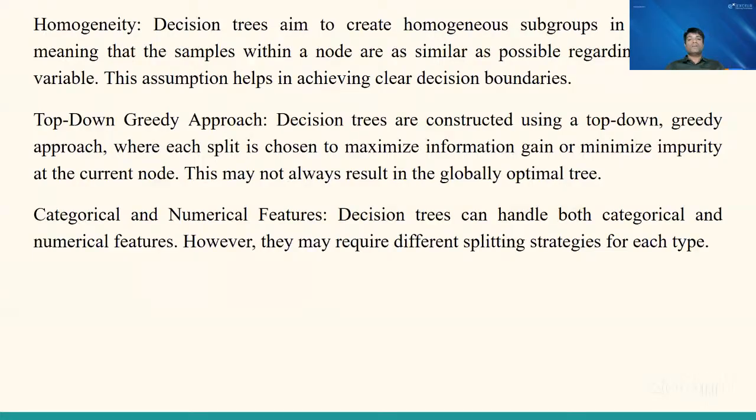This is the splitting of the tree starting from the top. It doesn't happen from the bottom, so it is a top-down approach. Next are the categorical and numerical features. Here it can handle both kinds of data, as we have already spoken about, both numerical and categorical.